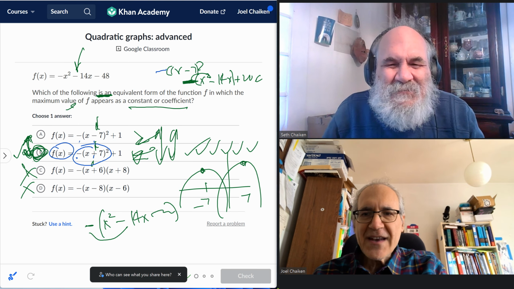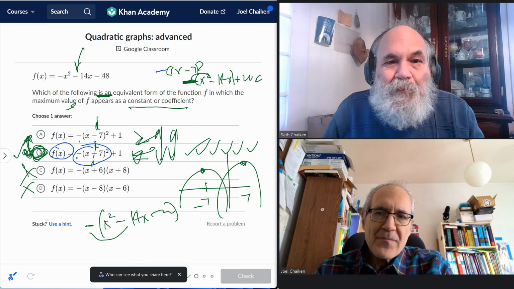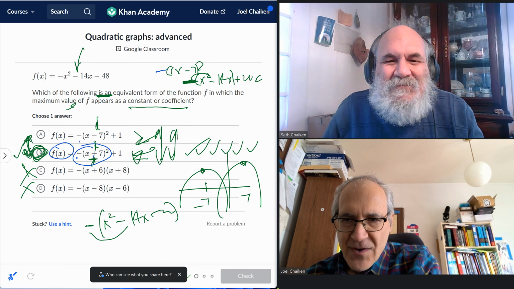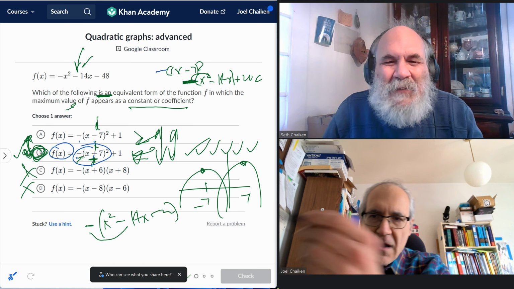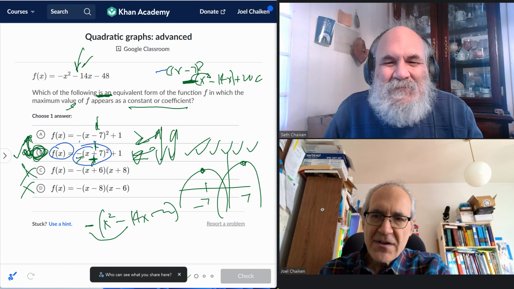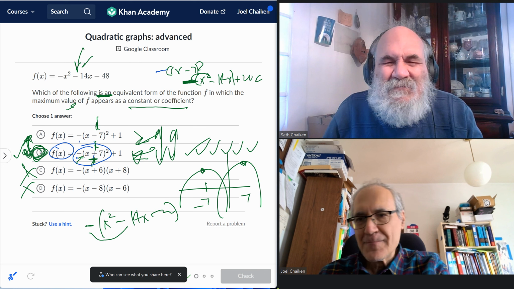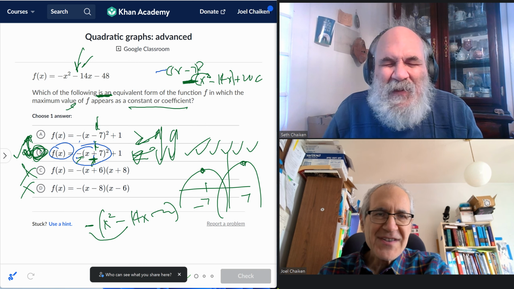There are multiple ways to do that. You could have done it the way Seth did it, where he could have noticed that this makes a positive 14x, but there's a negative here, so you need a negative sign in front. There are different ways to view it. I could also just FOIL one of them out and realize it's not the right one, and then choose the other one.